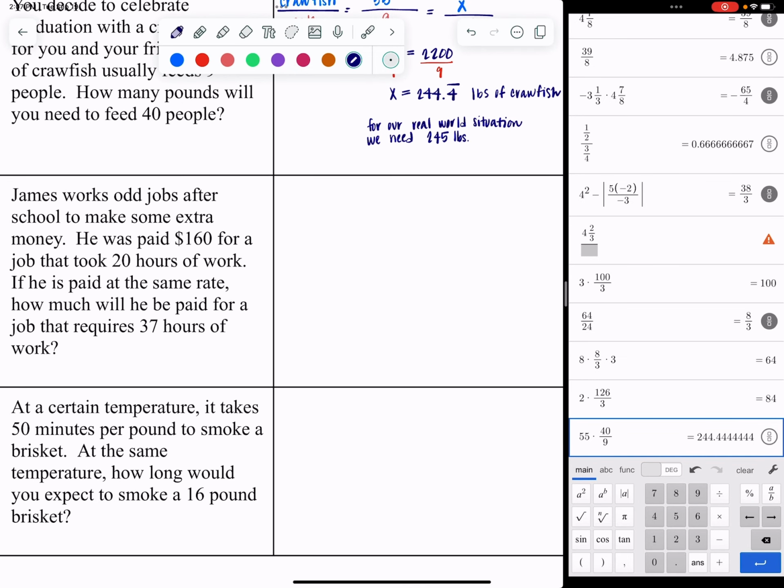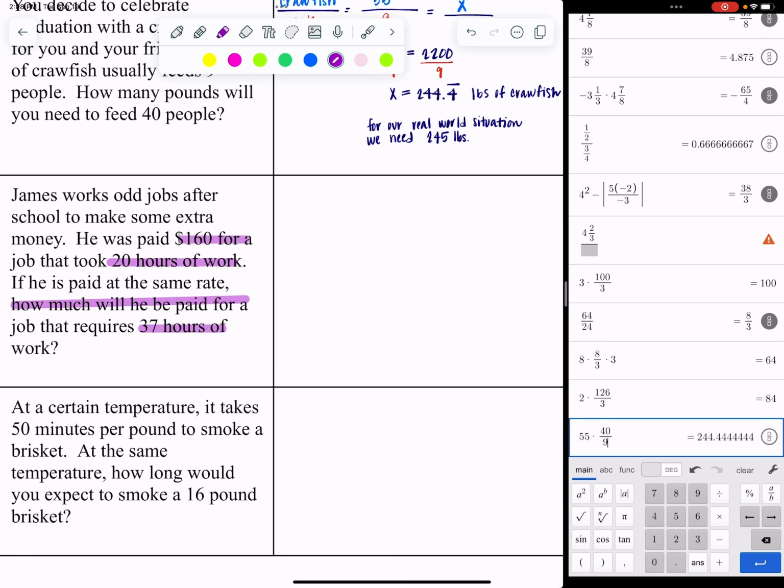Okay, so James works odd jobs after school to make some extra money. He was paid $160 for 20 hours of work. If he is paid at the same rate, how much will he be paid for 37 hours of work?